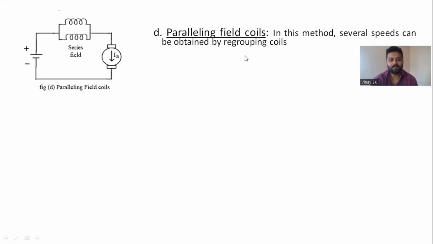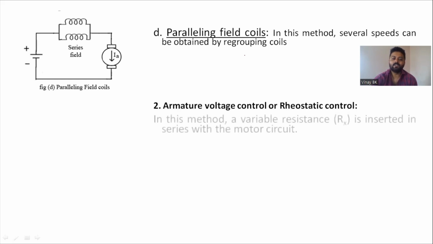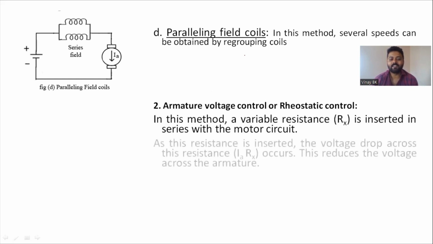Similarly, the second main type is the armature voltage control method, or else you can also call this rheostatic control. Rheostatic control or armature voltage control method. You should know the alternative names. So the armature voltage control method is nothing but what? In this method, again, you are using one rheostat or variable resistance, which will be connected in series with the motor circuit. You can ask me what the motor circuit is here. The motor circuit is nothing but the DC series motor.